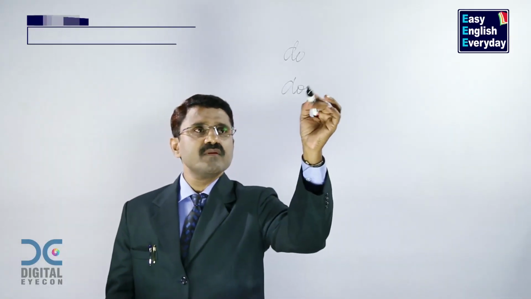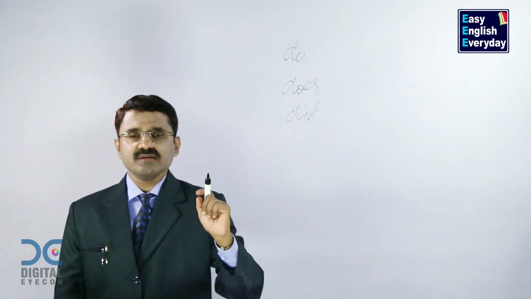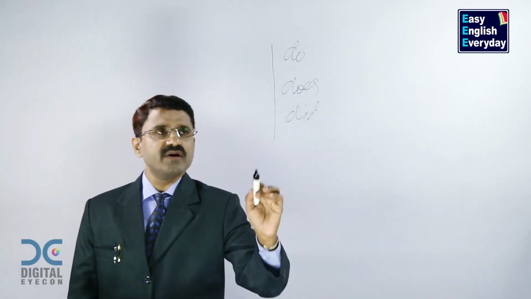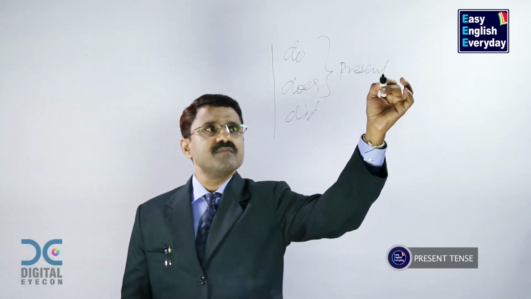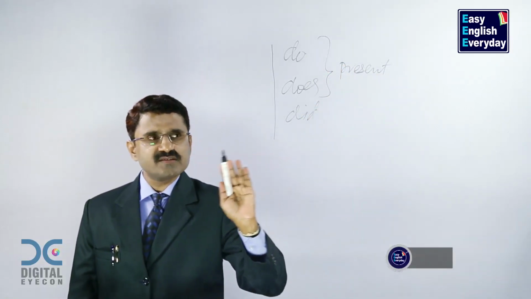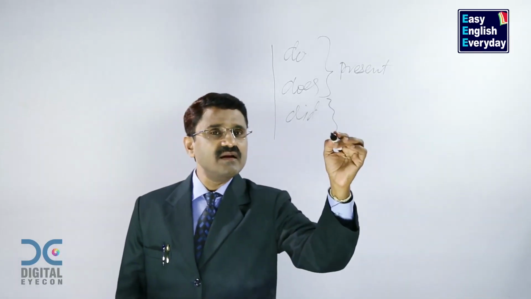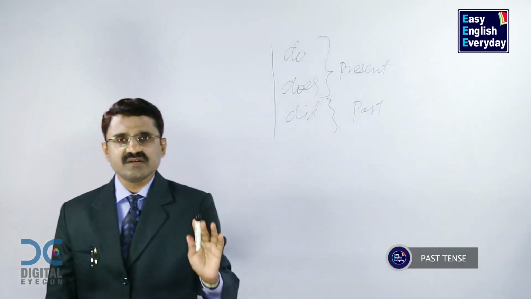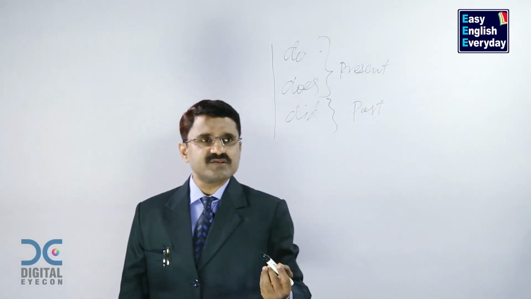Do, does, did. These are the three members in the do family. Now, first point: do and does always, always, no exceptions, indicate present tense. Remember it. And did indicates past tense. Did is always used for past tense. I hope that's clear.